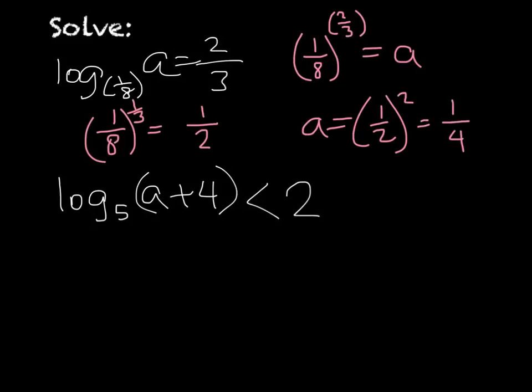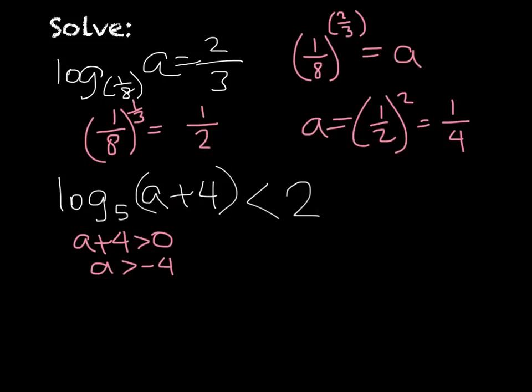Log base 5 of a plus 4 is less than 2. First thing we have to check with logs is that this part is greater than 0. So our first condition is that a plus 4 must be greater than 0, or a is greater than -4. And then we'll actually solve our inequality.